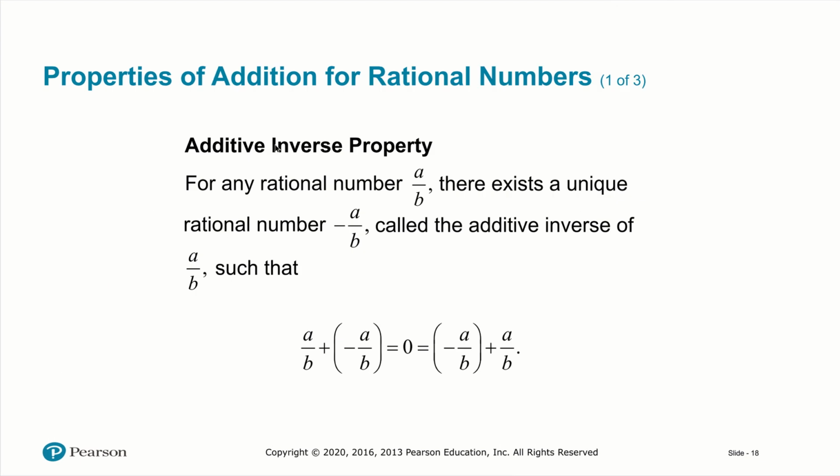Okay, next we have the additive inverse property, which basically says whenever you have a fraction a over b, there is another fraction which is the opposite of it. The opposite of a number is also called its additive inverse. So if you add a fraction to its additive inverse, of course, you're going to end up with what? With 0. It's just like it was with whole numbers and integers and natural numbers, right?